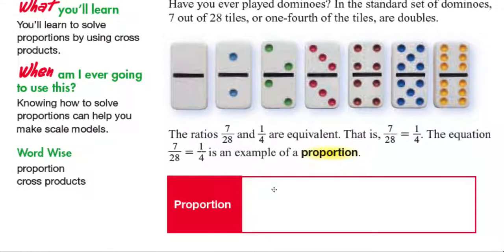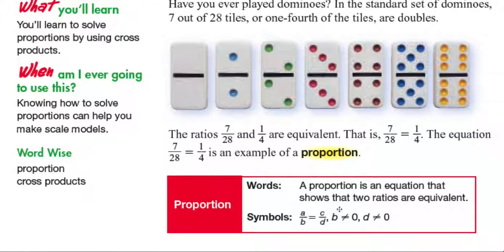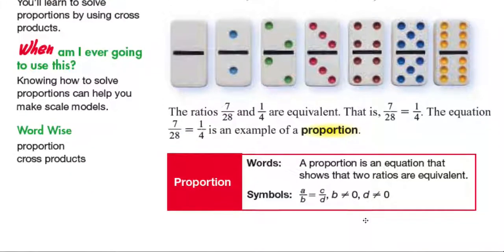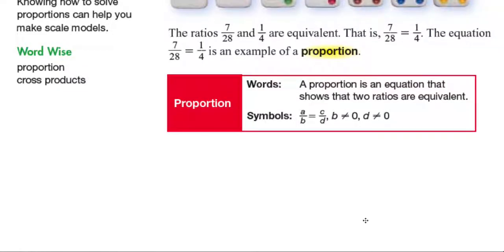So let's define what a proportion is. In words, a proportion is an equation that shows that two ratios are equivalent. So again, it is an equation, meaning it will have an equal sign, and it will show that two ratios are equivalent. In symbols, A over B is equal to C over D, if B is not equal to 0 and D is not equal to 0. Again, going back to the first commandment of math, thou shalt not divide by 0. Once your denominator becomes 0, the number becomes undefined, and that's the reason why you have restrictions in this rule.